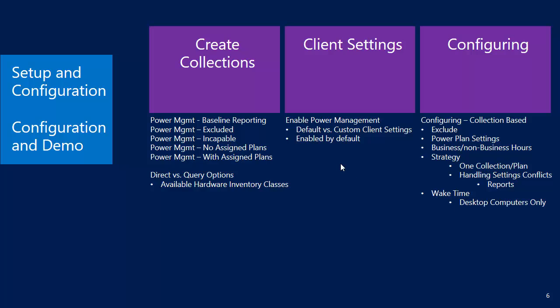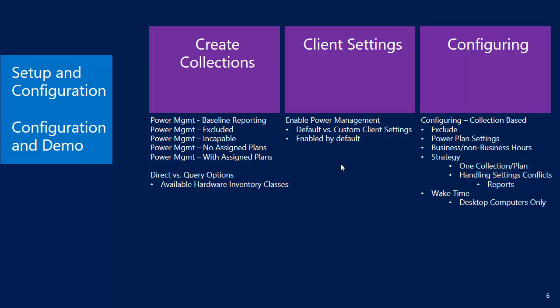Well, there's really three places, right? The first is that we need to create some collections that help us split up the environment and make sense of it in terms of power settings. There are 5 that are recommended in the TechNet documentation. You might actually need more. You might not choose to use exactly what we've brought forward, but the 5 are, first, a power management baseline reporting collection.